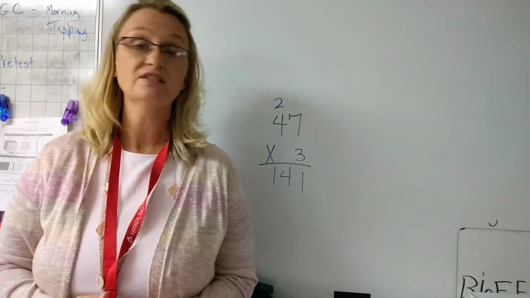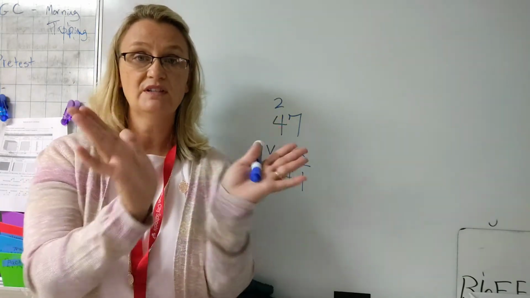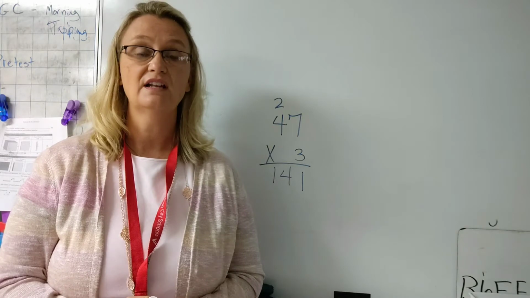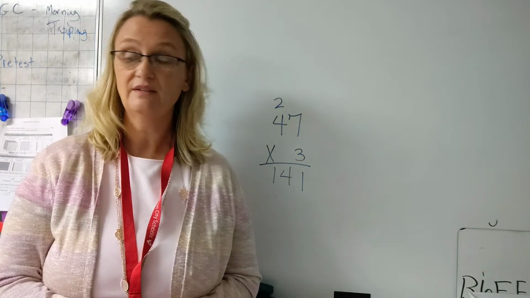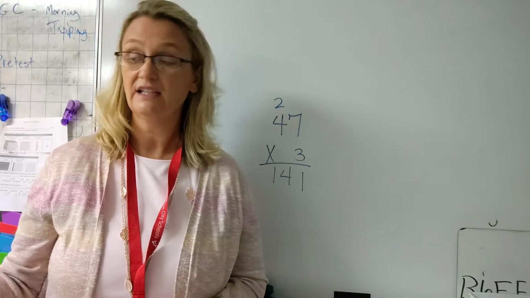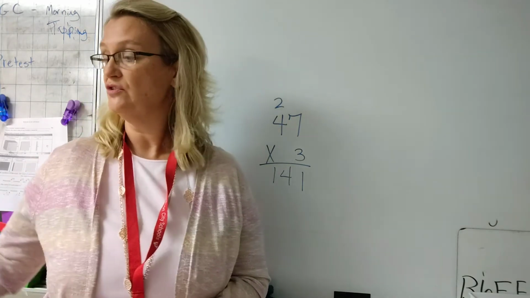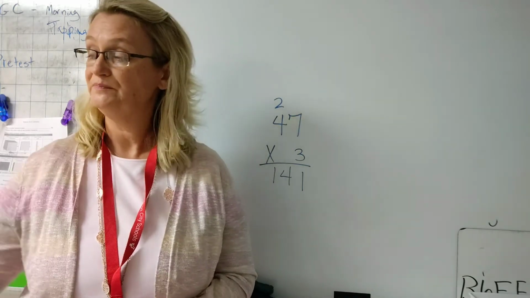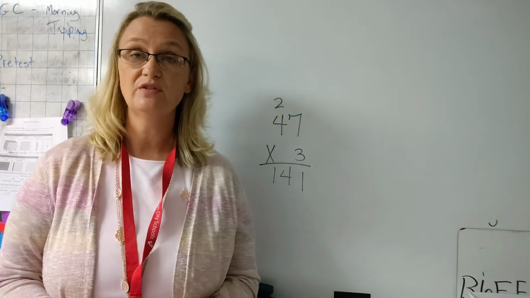Number 5 is a matching, same as yesterday. Obtuse is going to be something greater than 90. Acute is something smaller than 90. And right is exactly 90 degrees. Number 6, it shows you an angle, and you have to determine whether that angle is acute, obtuse, or right.